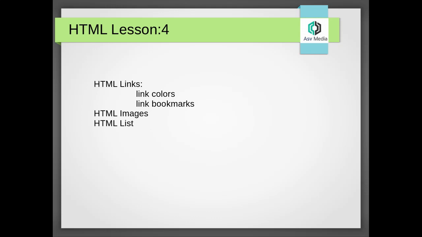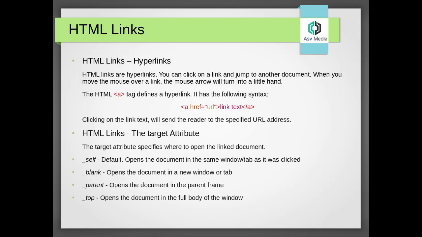In this video we will learn about HTML links, link colors, link bookmarks, HTML images and HTML lists. So first it starts with HTML link. HTML links are hyperlinks that you can click on to jump to another page easily. Whenever you move the mouse over a link, the mouse will turn into a little hand, and the HTML tag defines the hyperlink, and it has the following syntax.